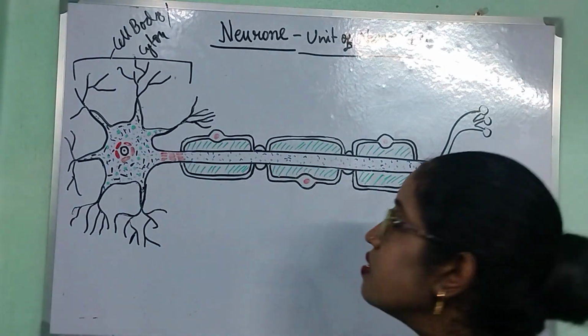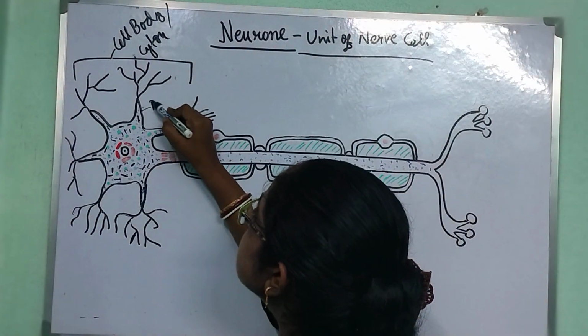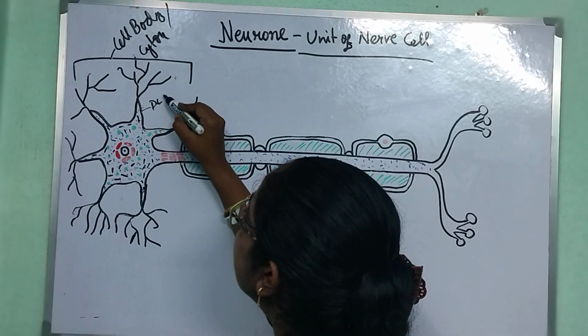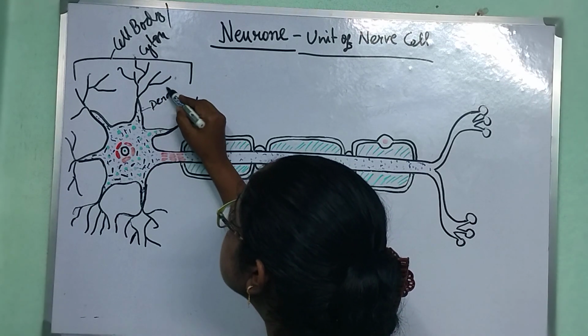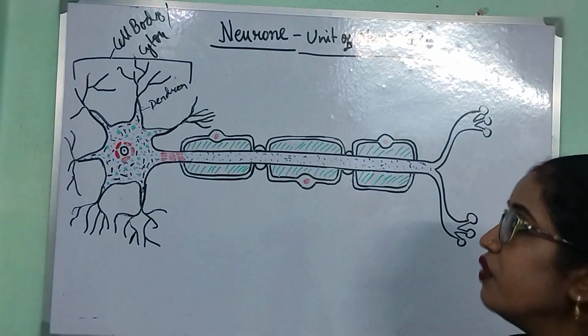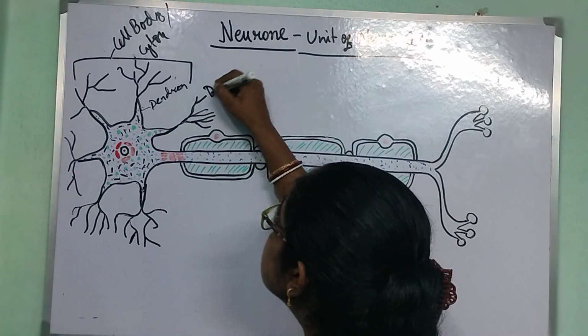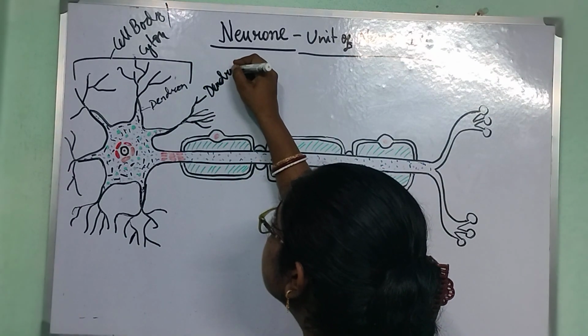Then it has the small finger-like projections. These finger-like projections are known as dendron. So this is the dendron, and dendron then further branches off into many branches. So the single branch is known as dendrite.